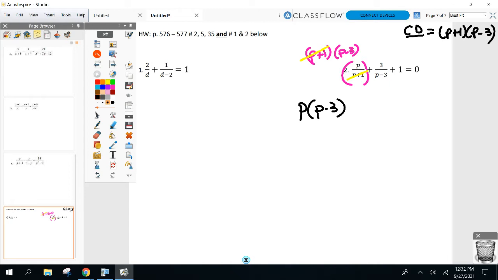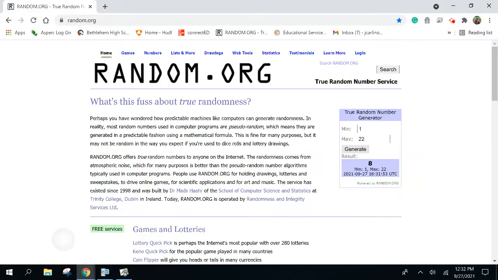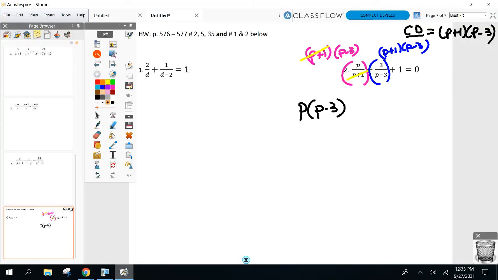Okay, next fraction. P plus 1 times P minus 3. All right, here we go. Let me know what crosses out top and bottom. What's going to cross out? Alexa? P minus 3. P minus 3's are gone. Somebody tell me what are the 2 things you're going to multiply together.